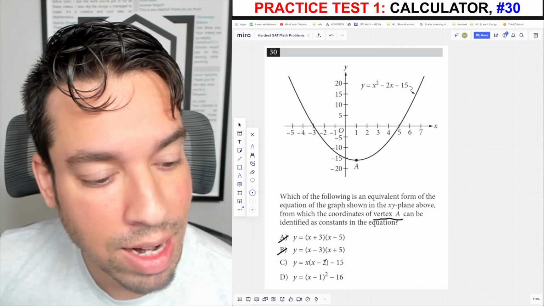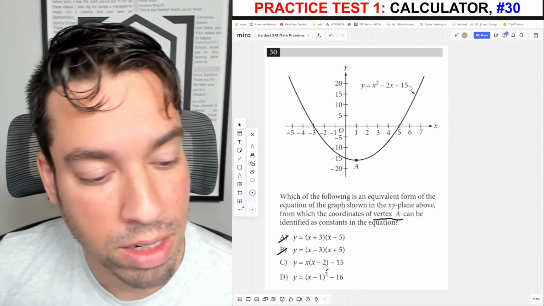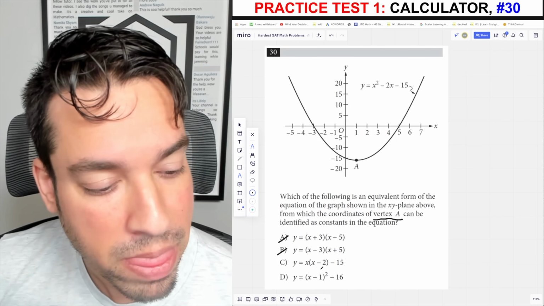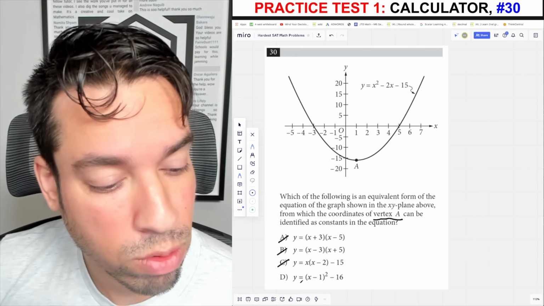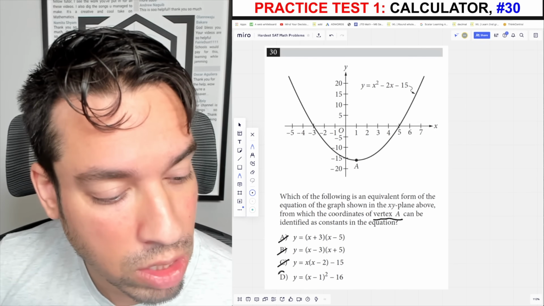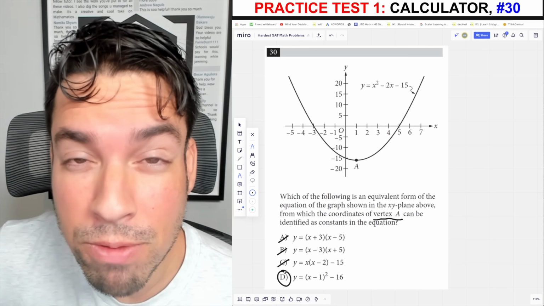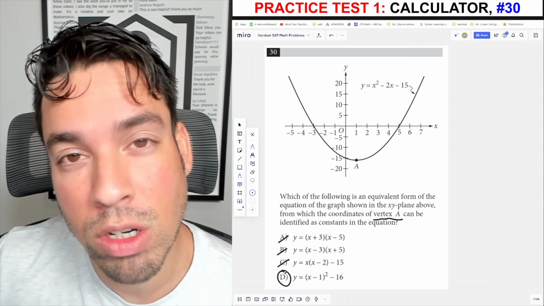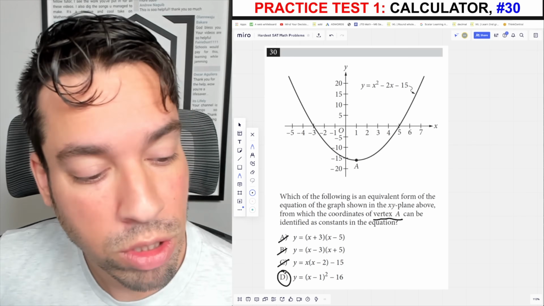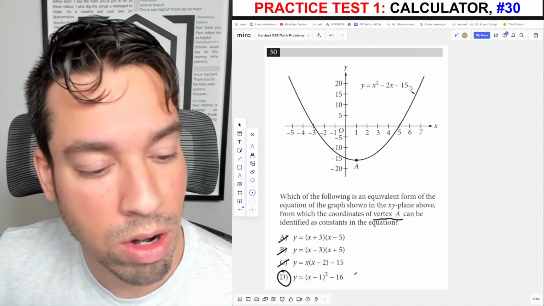By the way, C may look kind of like vertex form, but it's not. It's actually D. And so if you know what vertex form looks like, in this problem, D is the only possible option. But what's so confusing about it is, and this is also question 30 in a calculator section, so it's usually always going to be one of the hardest questions. What's so confusing about it is what exactly are they asking?